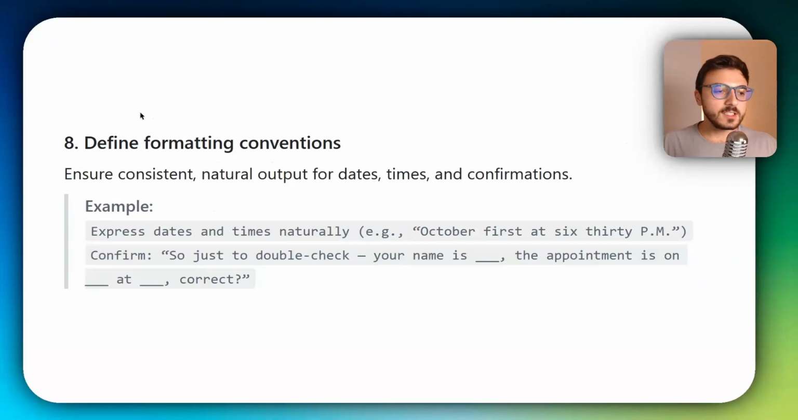The eighth best practice is to define formatting conventions. Ensure consistent, natural outputs for dates, times, and confirmations. An example is to express dates and times naturally, like October 1st at 6:30 p.m., instead of literally saying the date in a date-time format. Then: "Okay, so just to double check, your name is this, the appointment is on this at this, correct?" So yeah, be sure to define conventions.